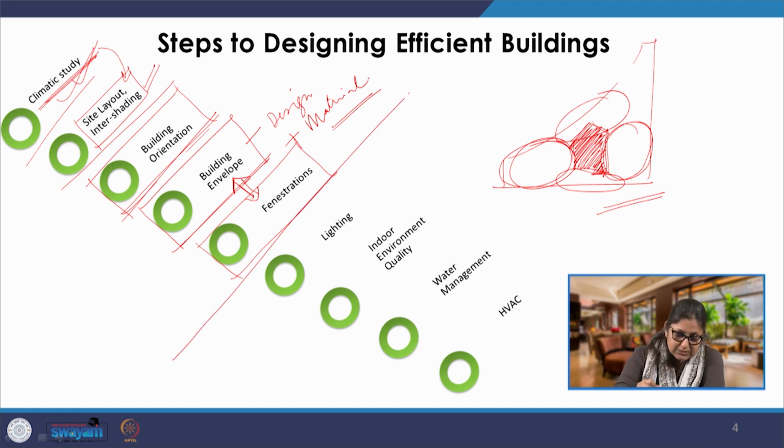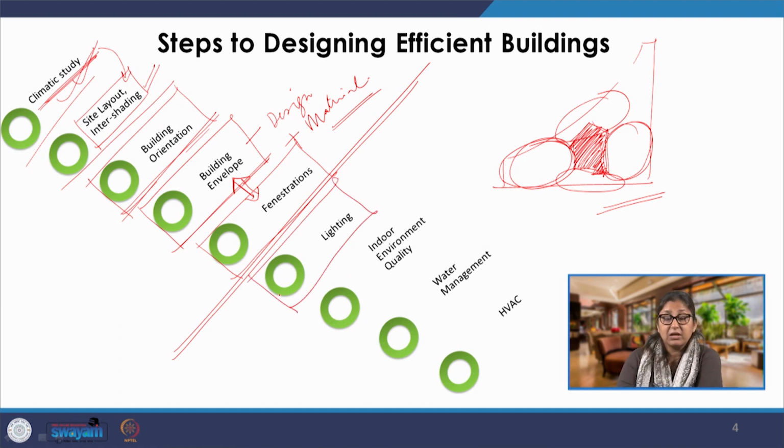Up till this, we are largely talking about passive design only. We are not talking about any active measure. Once we have done all the passive designing, that is when we look at the lighting systems. So, what type of lighting? Daylighting we have already taken care of when we designed fenestrations, but now additionally we support it with artificial lighting, depending upon the purpose.